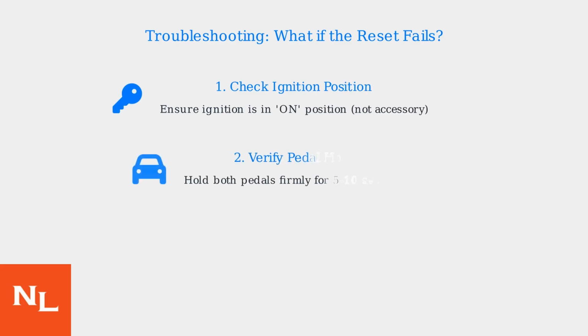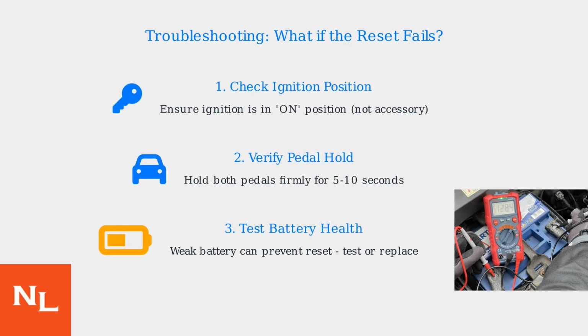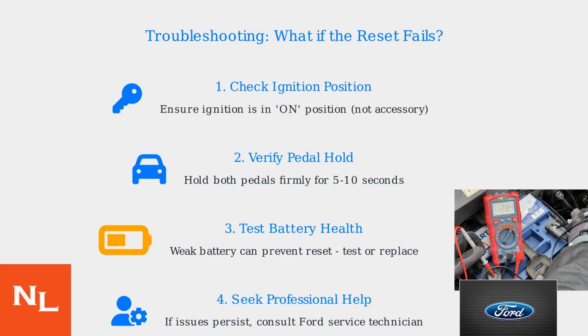If the oil life reset fails, check these common issues. First, ensure the ignition is in the correct on position, not accessory mode. Second, verify you're holding both the brake and accelerator pedals firmly for the full 5 to 10 seconds. Third, a weak battery can prevent the reset from working, so test the battery voltage or consider replacement. Finally, if problems continue, consult a Ford service technician for assistance.